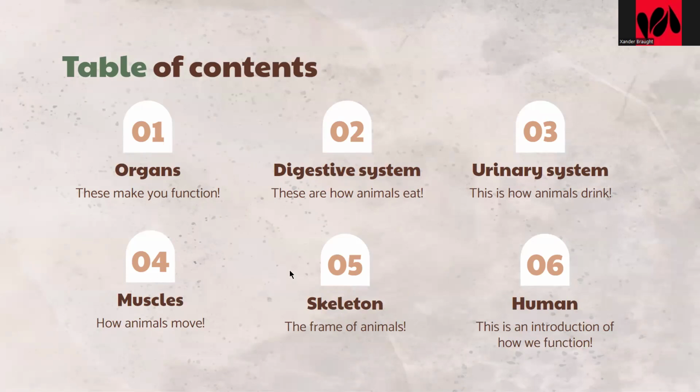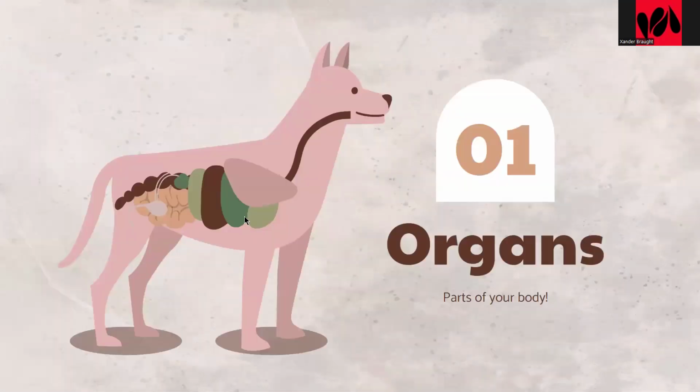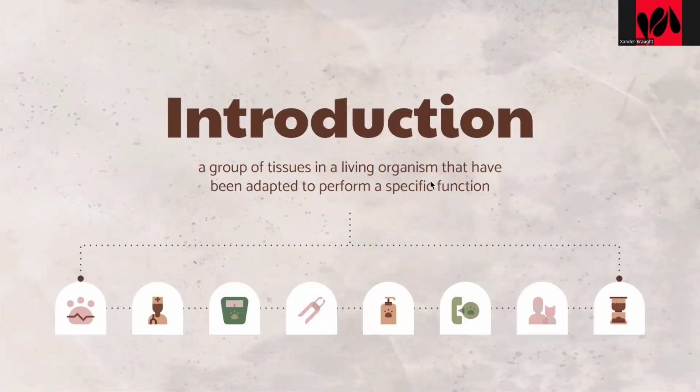Skeleton, which is how you stand up and have a frame. Some animals do not have skeletons. Starfish, jellyfish, insects don't. And then humans specifically. A lot of this is going to be about animals, or farm animals like pigs and horses and other stuff, but this last unit will be specifically about humans. Okay, starting off with organs.